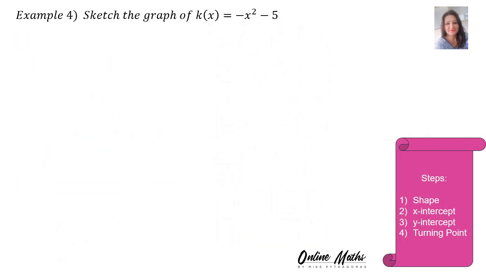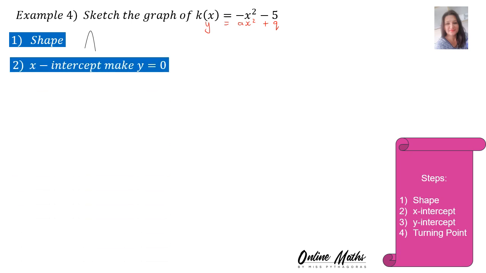Example 4. Sketch the graph of k of x is equal to negative x squared minus 5. Therefore, y is ax squared plus q. That's the form. Step 1, the shape. We find it at the sign of a. A is negative, therefore our graph is concave down or crying.